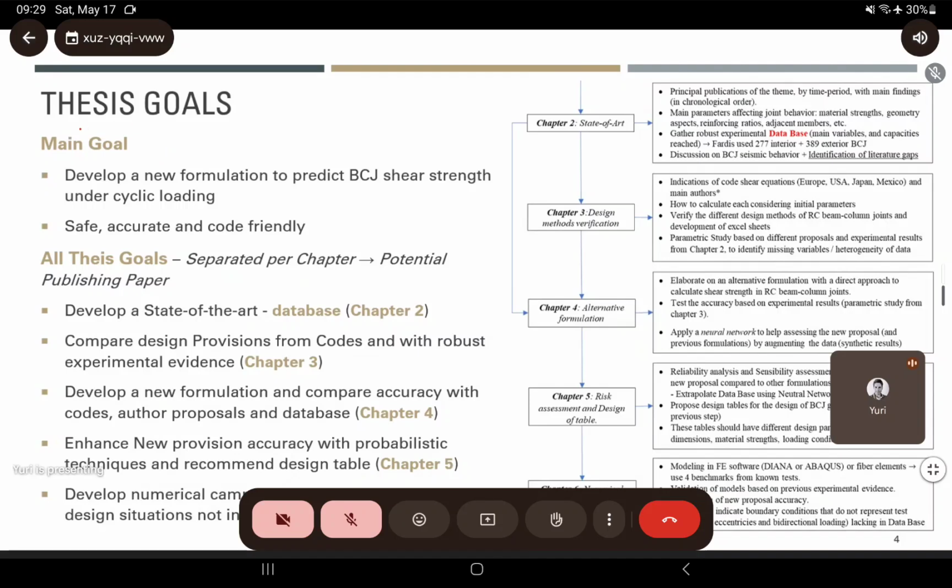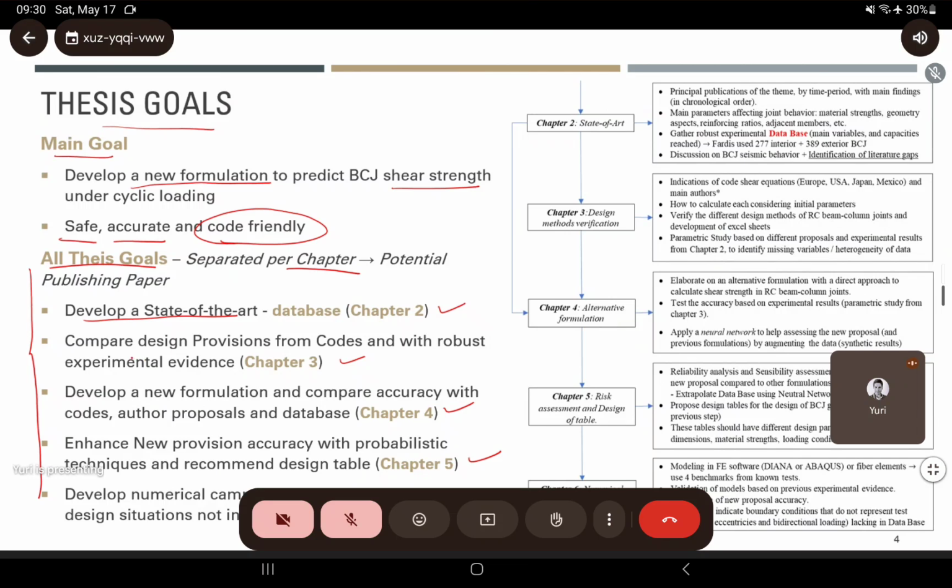So my thesis is divided into the main goal and all goals related to it. The main goal pretty much is to develop a new formulation, okay? We want to predict shear resistance in beam column joints safely, accurately, and we need to have a proposal that is code friendly. This is very important. All the thesis goals are related to chapters in my work. So each chapter is going to be divided into 5 papers that we intend to publish. The first goal is to develop a state of the art that we have done already.